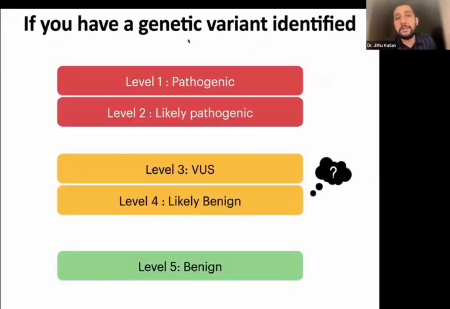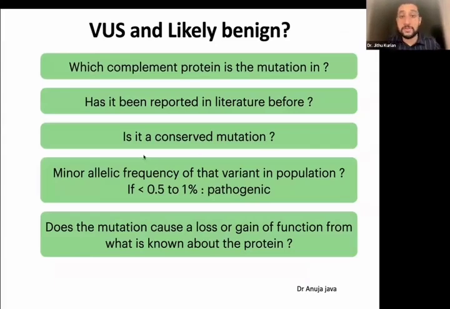Now, if you have a genetic variant, this is how the American College of Medical Genetics reports: pathogenic, likely pathogenic. If you have a pathogenic mutation, then there is definitely a complement-mediated TMA. But if you have a VUS, variant of uncertain significance, or likely benign, this is where the problem happens, and you don't know whether it is a mutation of significance. So you have a VUS or a likely benign variant. How do you go about it?